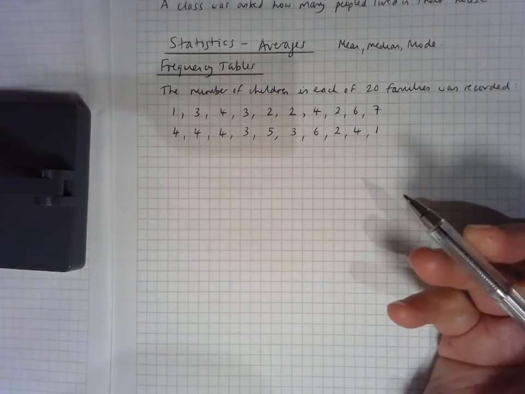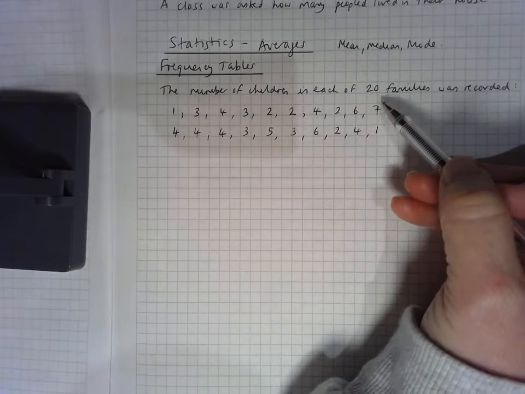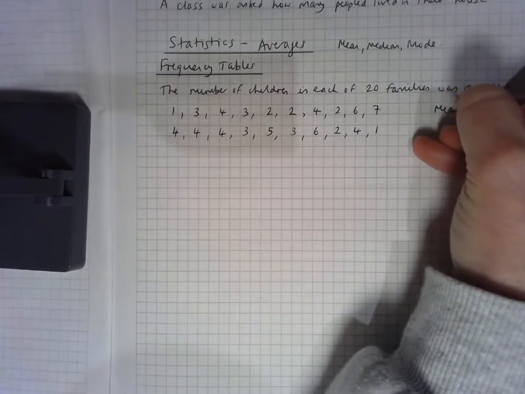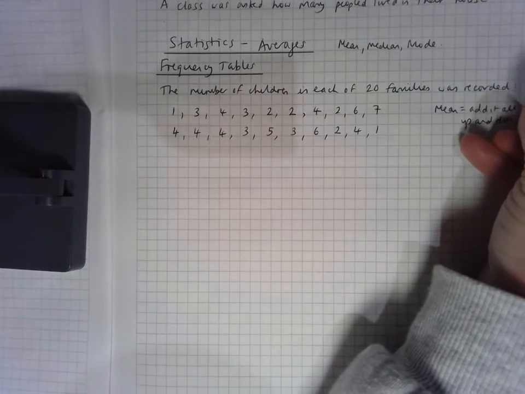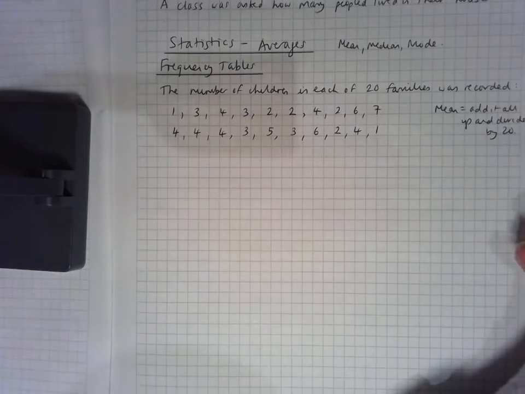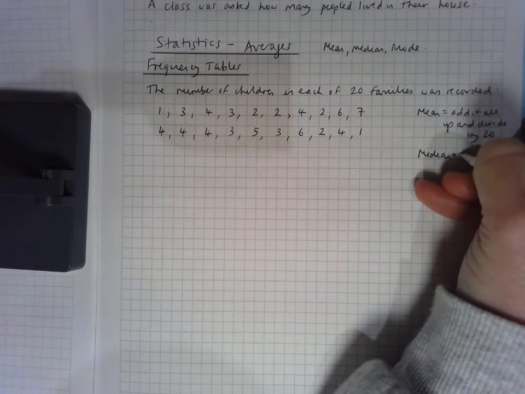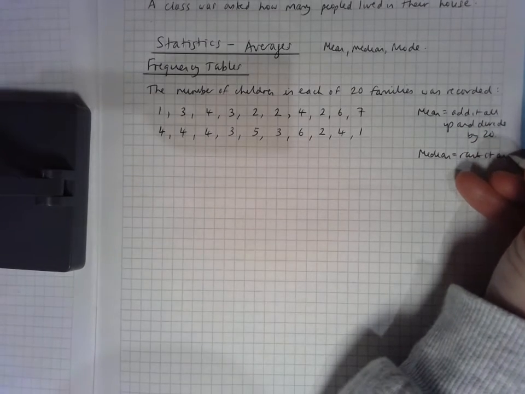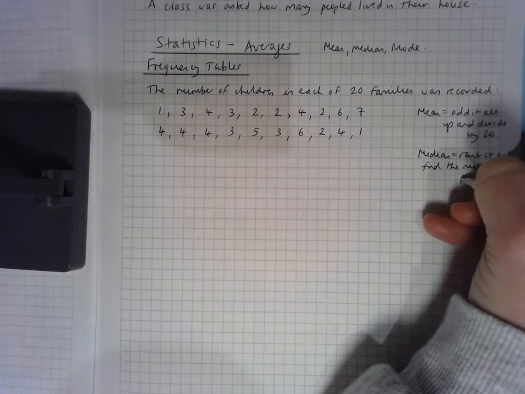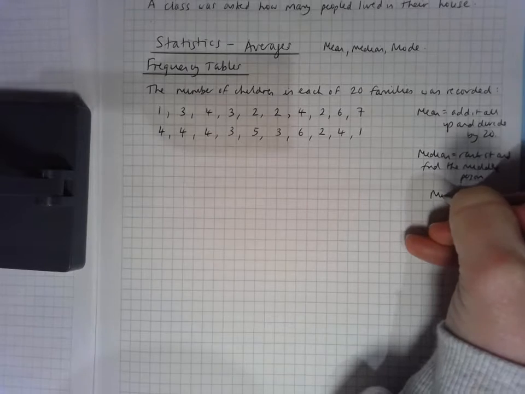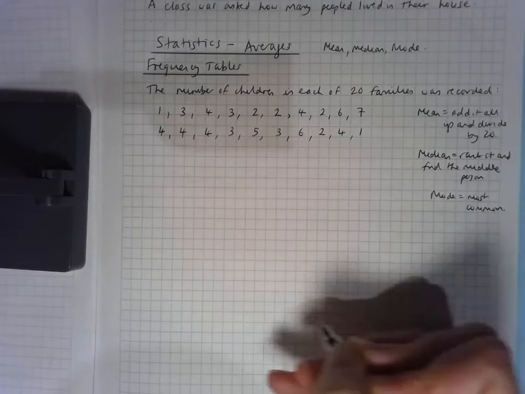Now, if we were to calculate the mean, median and mode of this data, as you know, for the mean, we would add it all up and divide by 20. If we were to do the median, we'd have to rank it and find the middle person, and if we were to find the mode, we'd be looking for the most common. Obviously the more data you have, the more difficult that becomes.